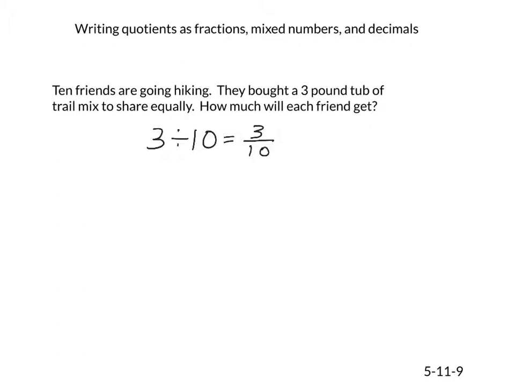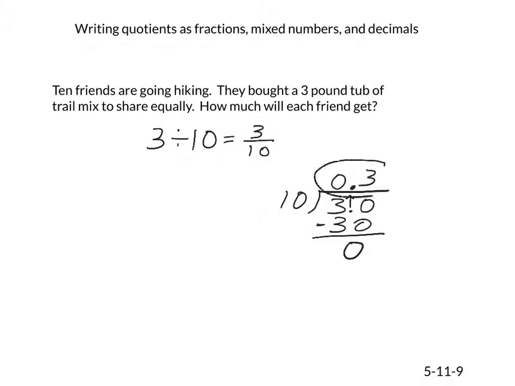To write this as a decimal, we're going to take 3 divided by 10. Of course, 10 does not go into 3, it goes 0 times. So then we have to extend this out. We're going to put a decimal here, add a 0, and then we think 30 divided by 10 is 3. 3 times 10 is 30. 30 minus 30 is 0. So our answer in decimal form is 0.3.